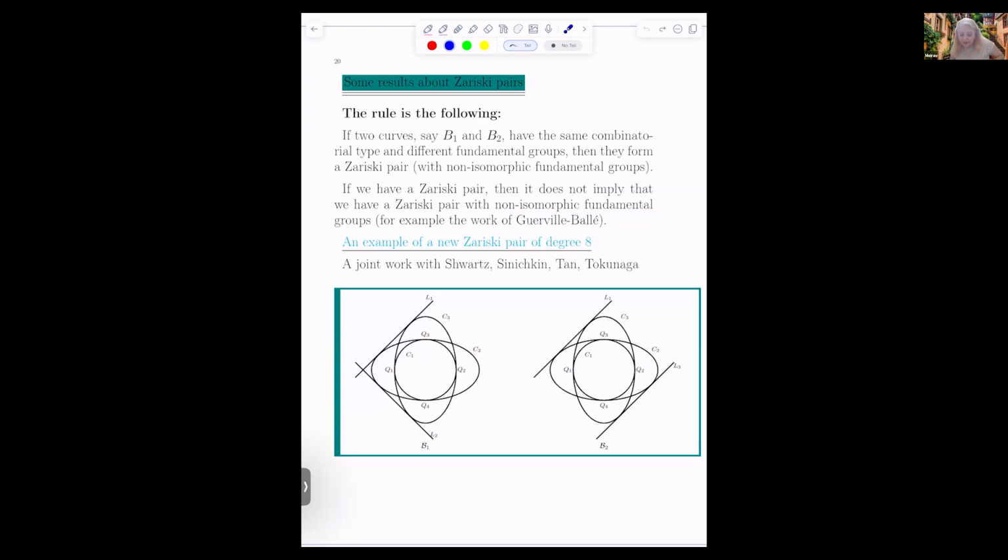And now, recently, an example of a new Zariski pair of degree 8 was found in a joint work with Schwartz, Sinichkin, Tan, and Tokunaga. These two curves, you can see them, this is B1 and B2, they are both of degree 8. Both have 3 conics. You can see some of them are tangent to each other, some of them intersect one another, and we have 2 lines, so altogether degree 8, okay?